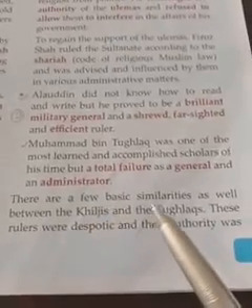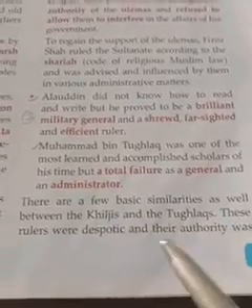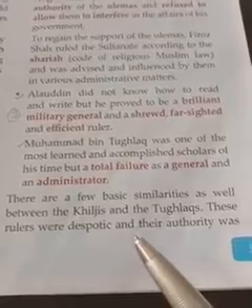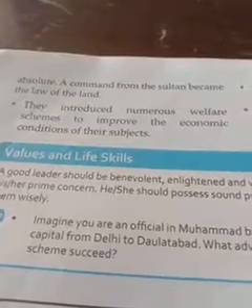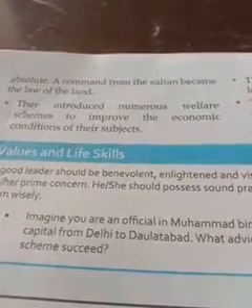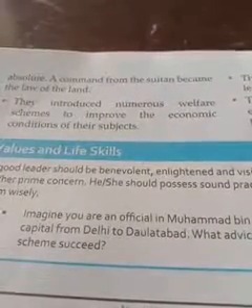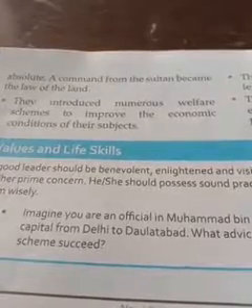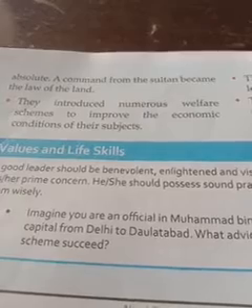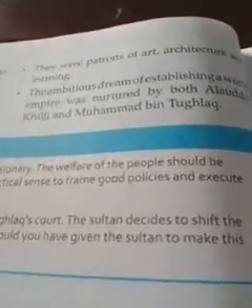There are a few basic similarities as well between the Khiljis and the Tughlaqs. These rulers were despotic and their authority was absolute. A command from the Sultan became the law of the land. They introduced numerous welfare schemes to improve the economic conditions of their subjects. Means these are the first similarities. Both the rulers had introduced numerous welfare schemes to improve the economic condition.